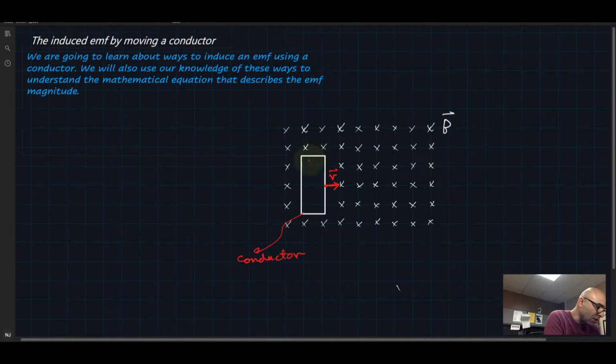And there is a conductor, as you can see here, and the conductor is moving at a velocity v from the left to the right. Okay, this is a conductor, so this means that it has free charges, and free charges are allowed to move within the conductor wherever they want. All right, so this means that we can use the right hand rule, because there are charges that are moving.